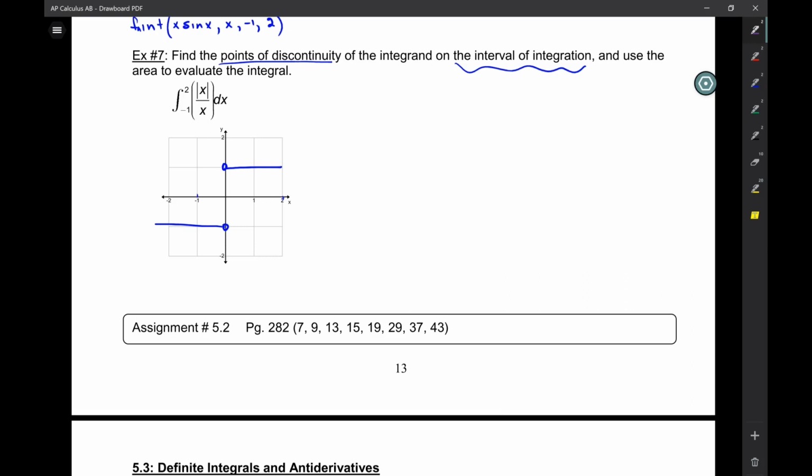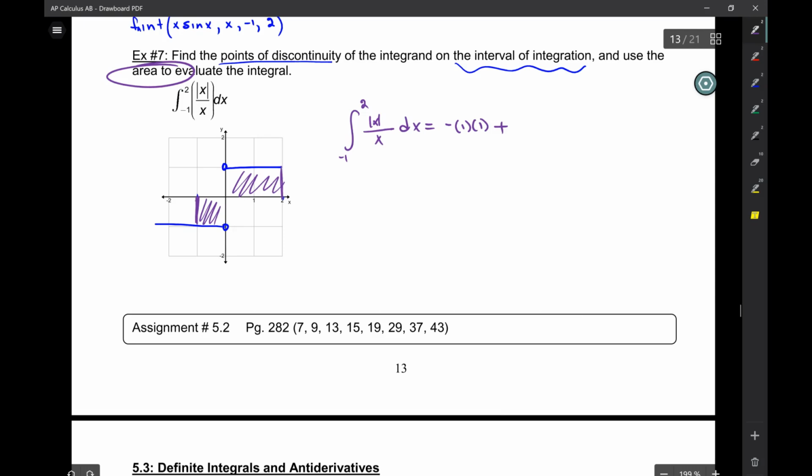All right, so since we want to use area, we're going from -1 to 2. So I want this region and I want that region. Okay? So the way I write it is this. From -1 to 2, absolute value x over x dx is equal to the area here, which is 1 and 1, but there is a negative in front of it, so it's -1 times 1. And then here, this has positive area, 2 times 1. So in the end, it's 1.